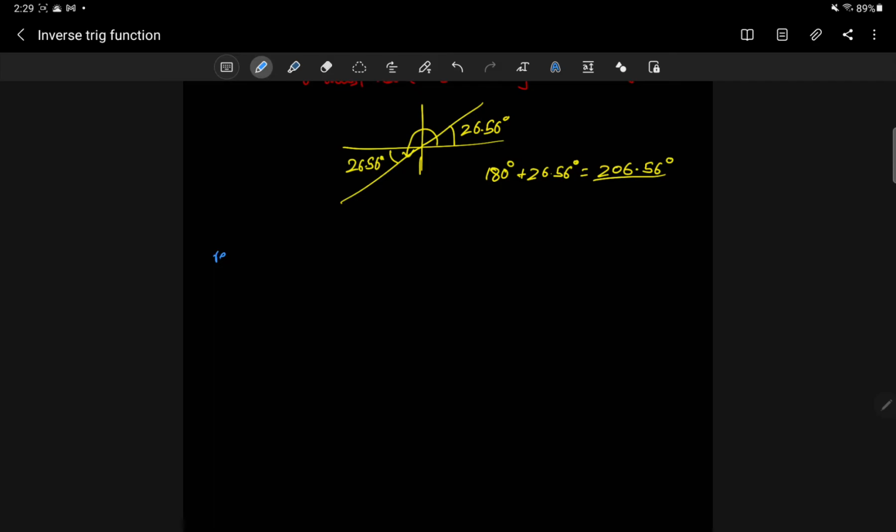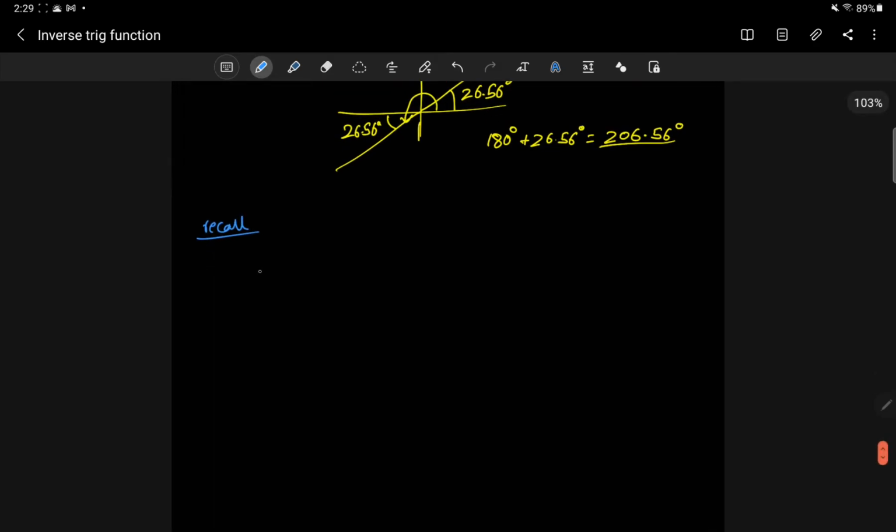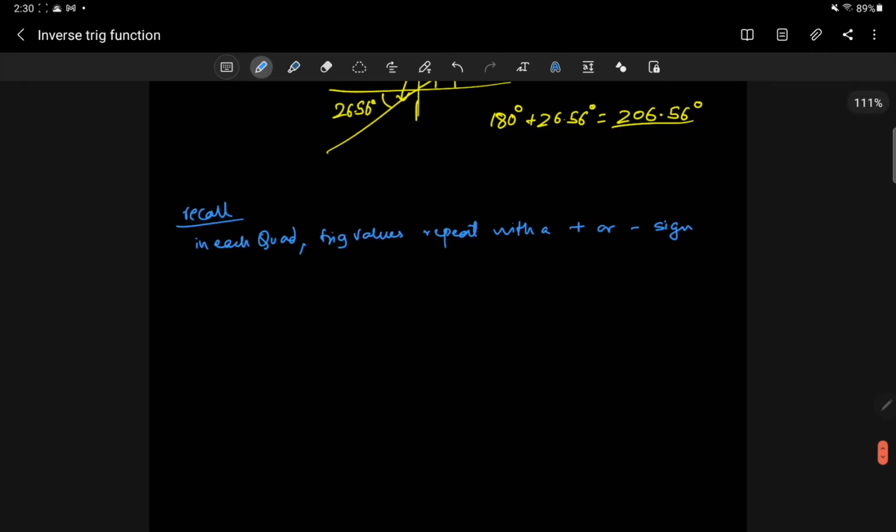So recall that there are, in each quadrant, the trig values repeat itself with a positive or a negative sign in front of them. So this means that for each inverse problem, there can be more than one solution. So how do we find that?